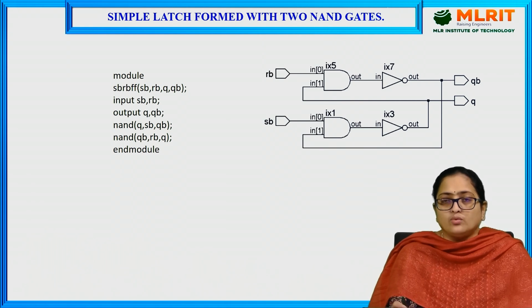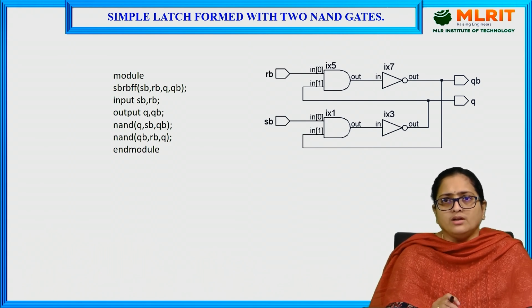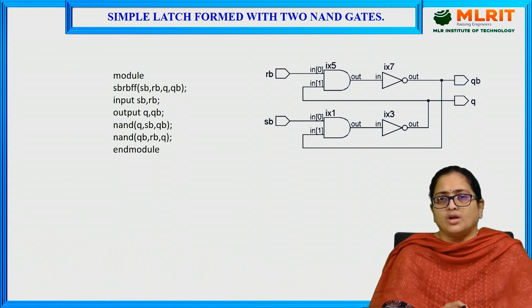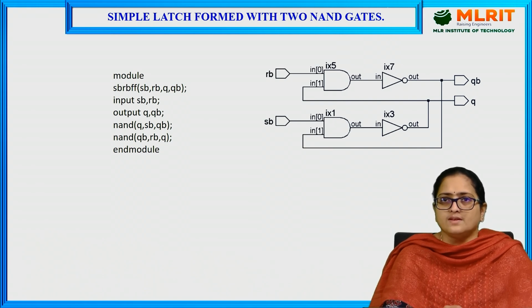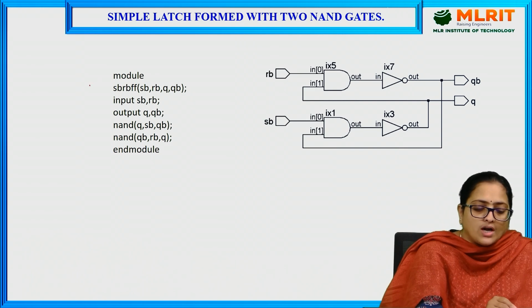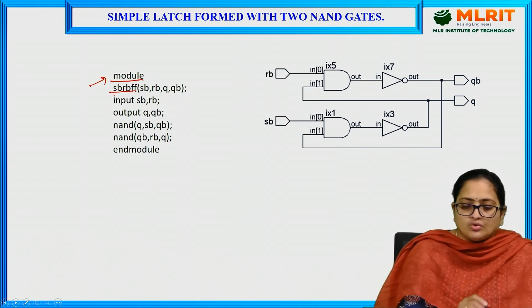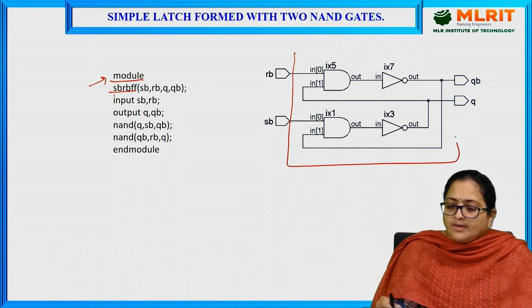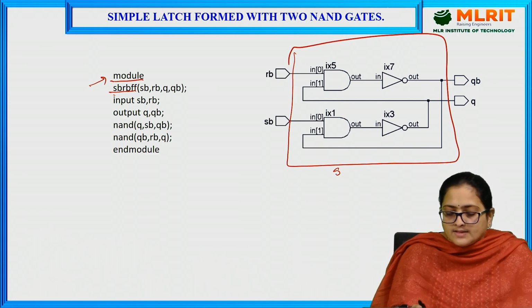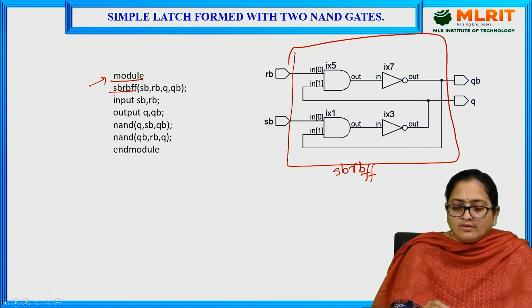We already know how to write Verilog code from the previous videos. We learned how to write Verilog code for normal combinational circuits. From now, we will see how to write Verilog code for sequential circuits. When we are writing Verilog code, it has to start with the keyword module, followed by the module name. Here I am taking the module name as SBRB flip flop.